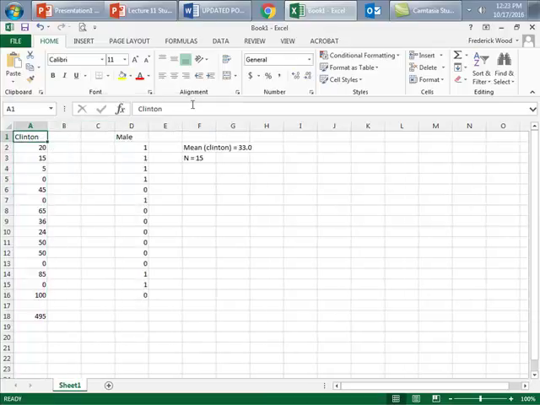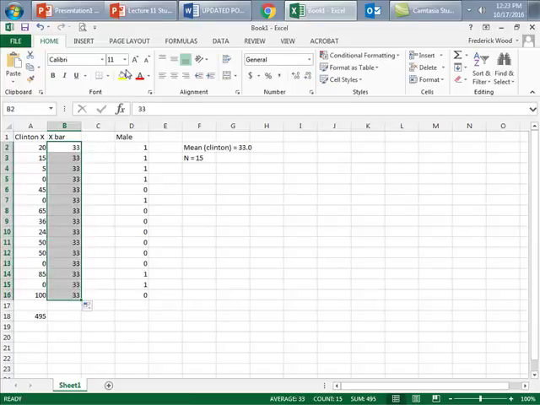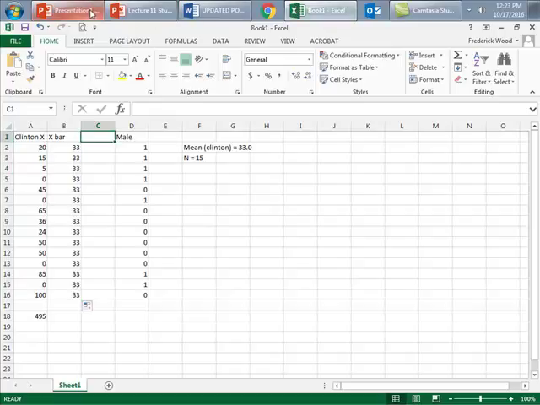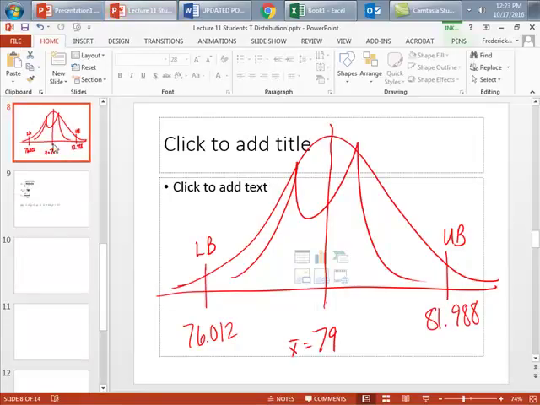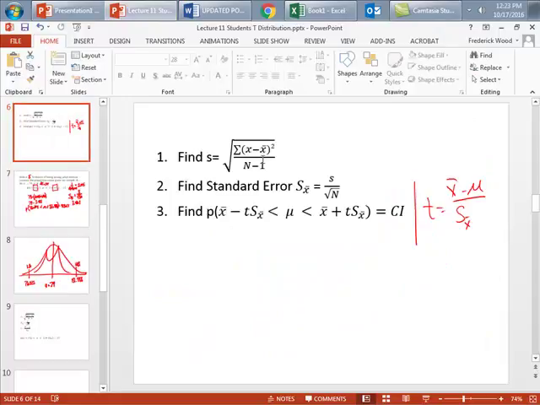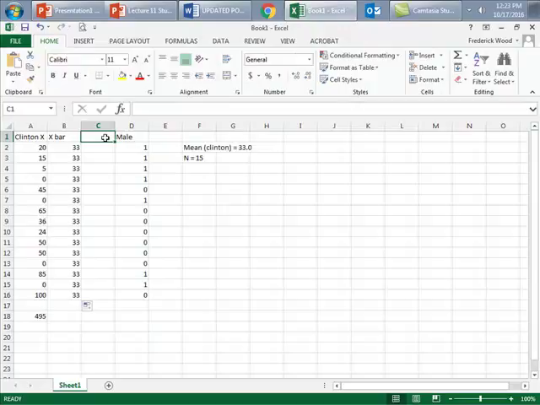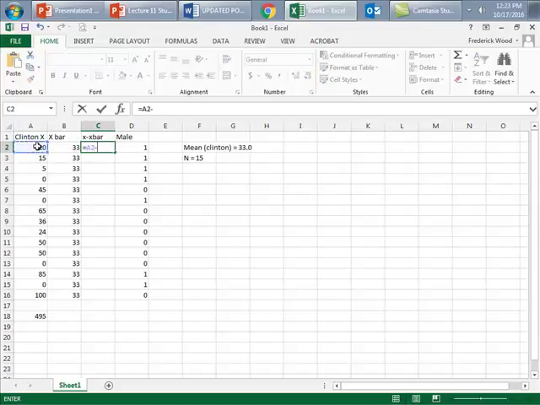Well, Clinton, that's my x variable. I have something called x bar, which is 33.0. And now I need to go back to our slides. I've got to find x minus x bar. Okay, easy enough. This is going to be called x minus x bar, and this is going to be equal to this one minus this one.